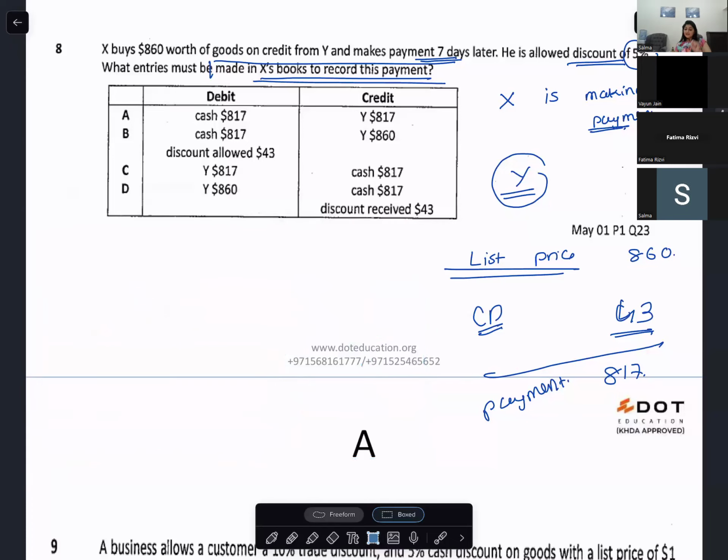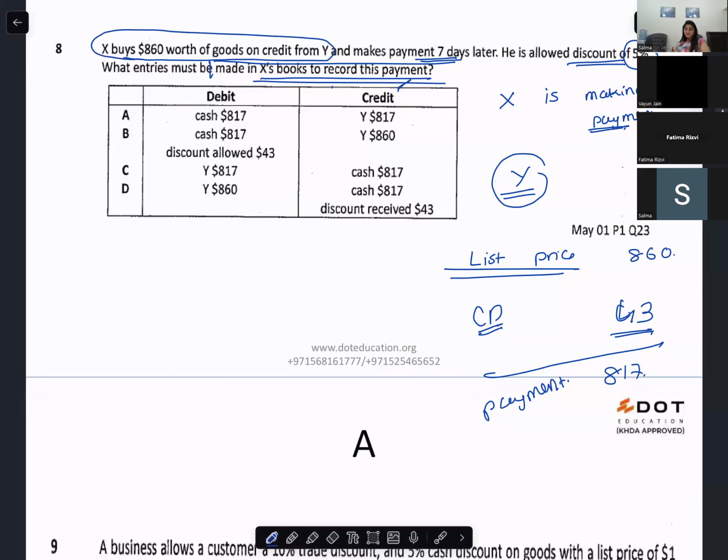Here there are basically two entries that happen. But they want the entry for payment. Come on, look over here. X is buying goods on credit from Y. Can you give me the first journal entry?